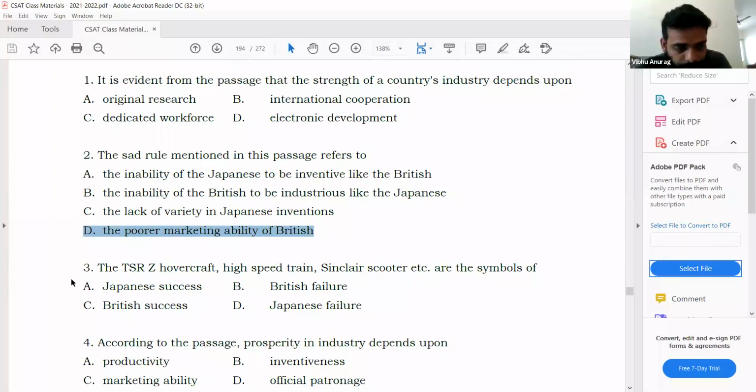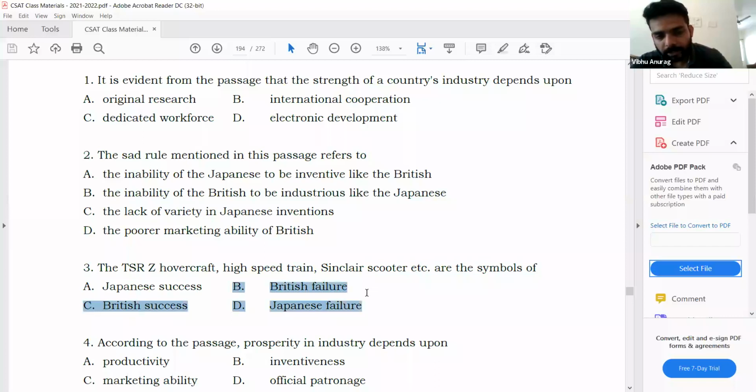Now coming to the third question. The TSR-Z hovercraft, high-speed train, Sinclair scooter, etc. Etc. means among other things, are the symbols of. So, question number 1, are these British symbols or Japanese symbols? British or Japanese? Type and tell me. British, correct. And what? So it's either B or C. Success or failure? Exactly, British failure. So B, British failure, is your answer. No, it's not success. It's British failure.